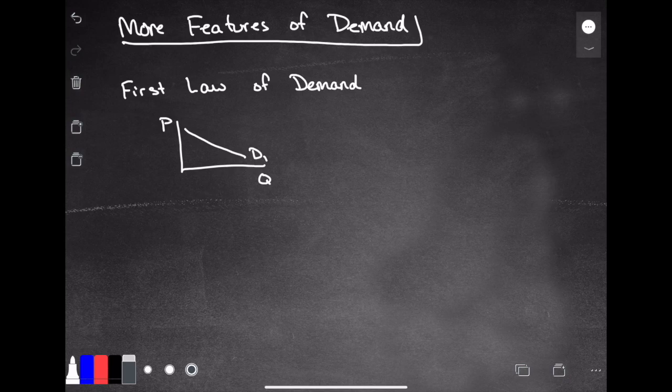And the way Alchian and Allen like to phrase it is that a sufficiently higher price will decrease the quantity demanded, and a sufficiently lower price will increase the quantity demanded. But these are all different ways of saying the same basic idea, that demand curves slope down.